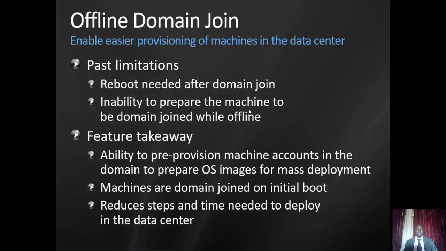And offline domain join. It enables easy provisioning of machines in the data center. The past limitation was that a reboot was needed for domain join, and there was an inability to prepare the machine to be domain joined while offline. And the feature takeaway: the ability to provision a machine account in the domain to prepare an operating system image for mass deployment. And we also have machine domain join at initial boot, reducing the steps and time needed to deploy in the data center.